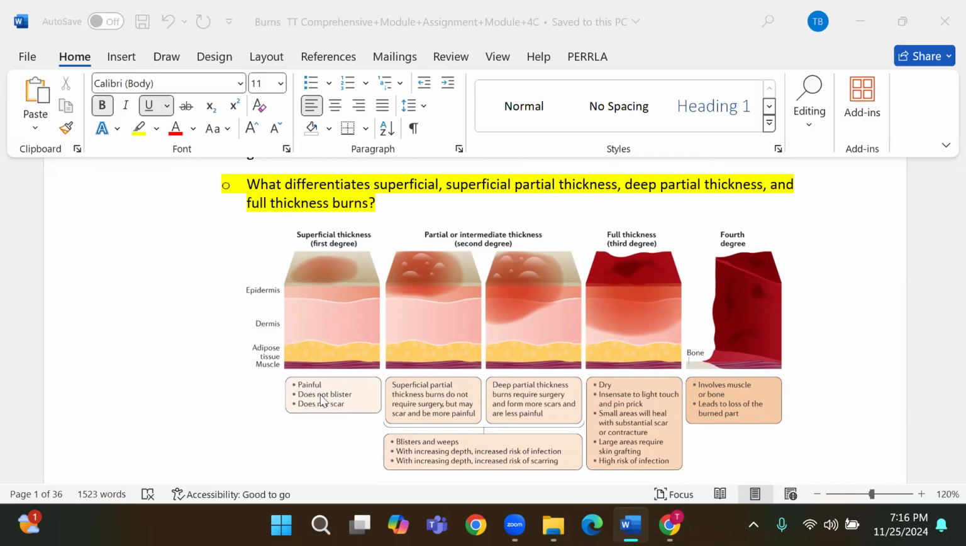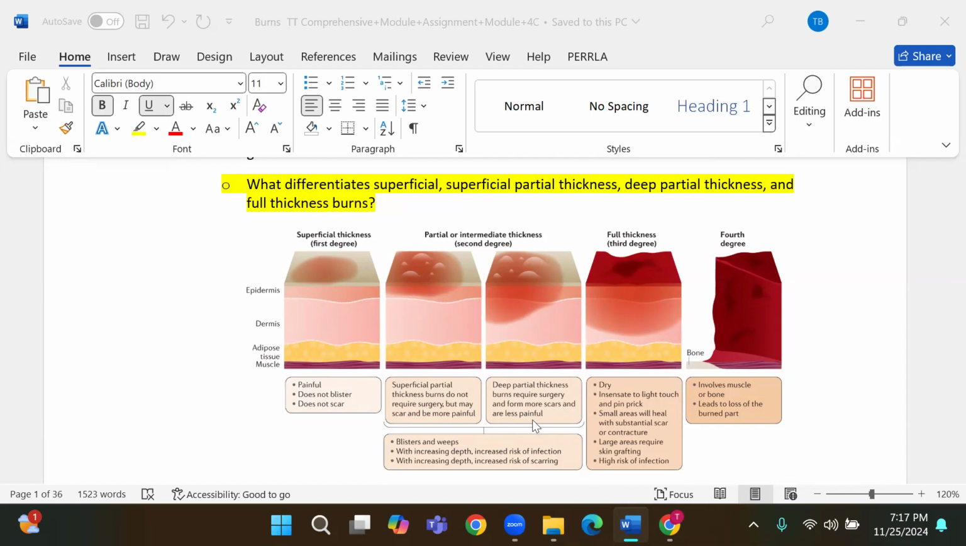Then this is painful. I don't know if you noticed here, it says painful, no blister. This is more painful. It has a blister. And sometimes these blisters weep and ooze, right? And this is like a deep partial thickness. Look, it goes down into this dermis area. And it says forms more scars and less painful.